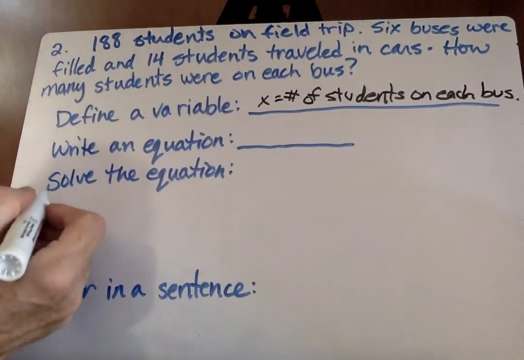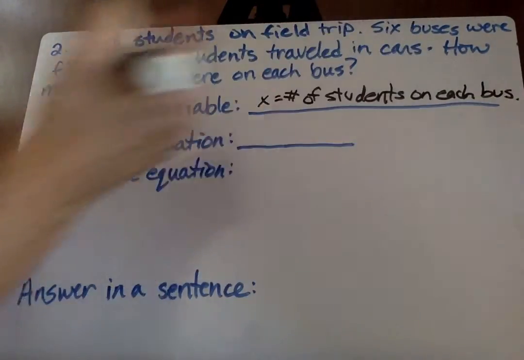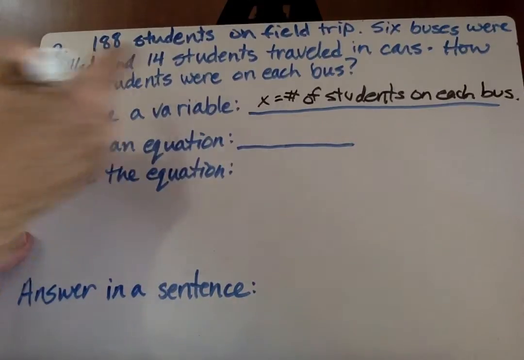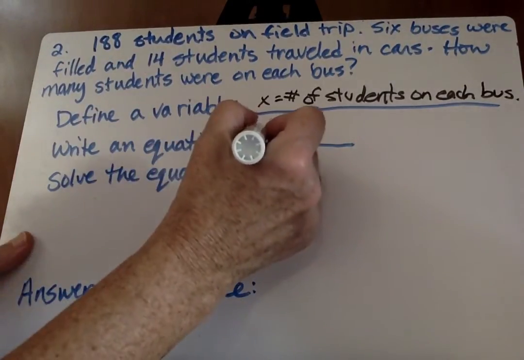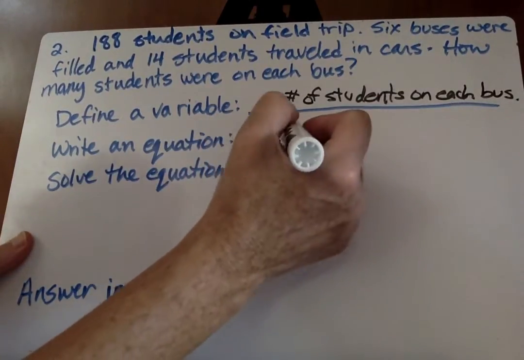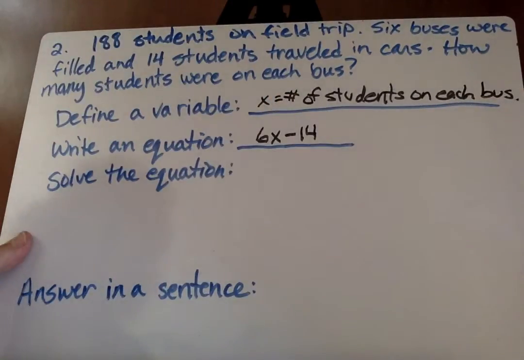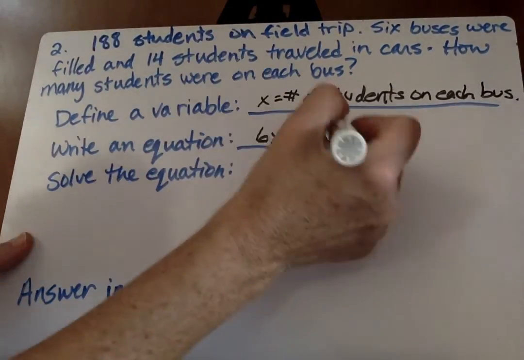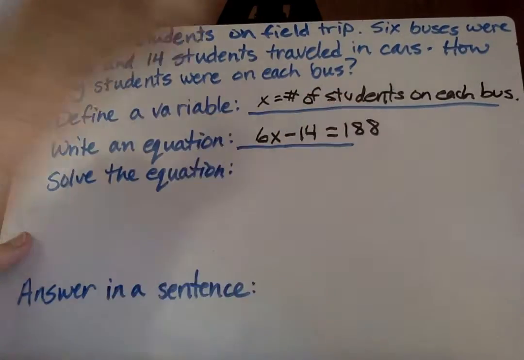Okay. Then I write an equation. Let's see. 6 buses were filled. 14 students traveled in cars. So we have 6 buses that were filled with we don't know how many students, minus the 14 that traveled in cars, equals 188 total.